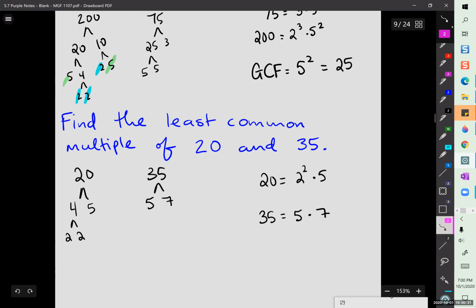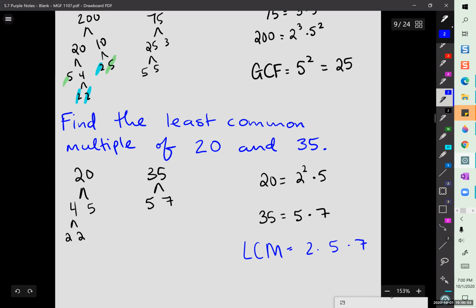So in this case, would we agree with these prime factorizations? Okay, great. So for least common multiple, we want to remember this one. Least common multiple wants all the prime factors, even if they're not common. So we see there's a 2, a 5, and a 7. So the least common multiple is going to have a 2, a 5, and a 7.